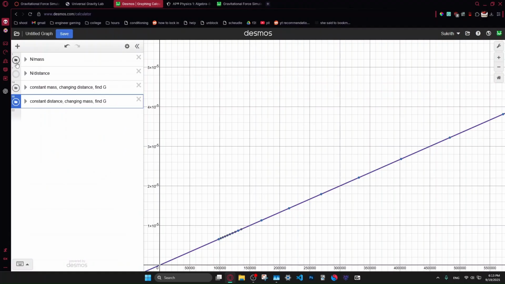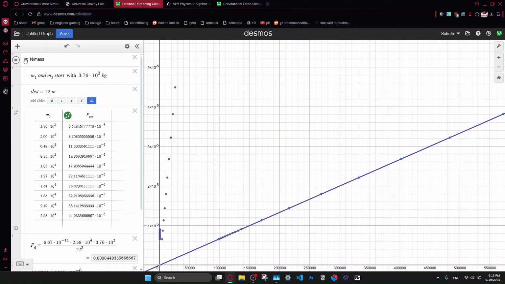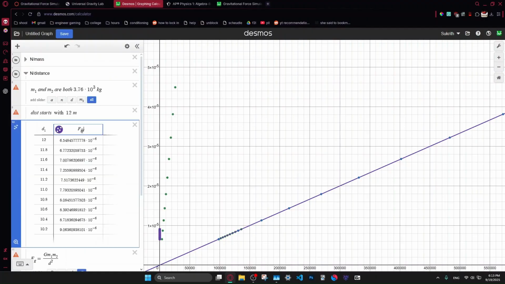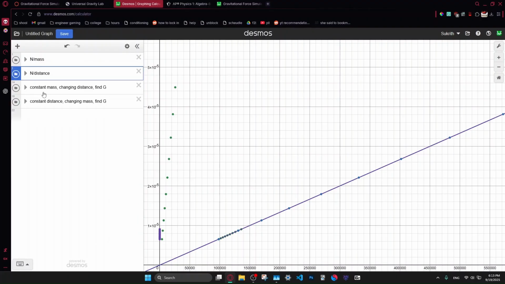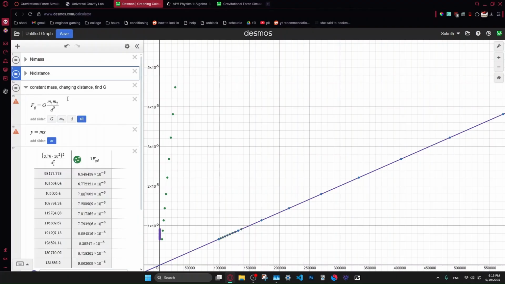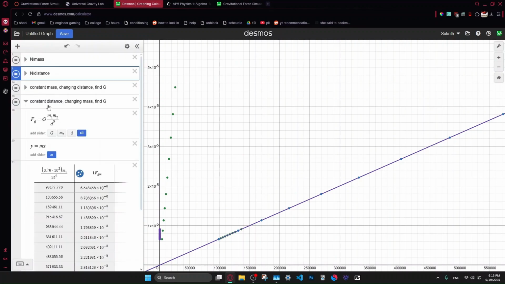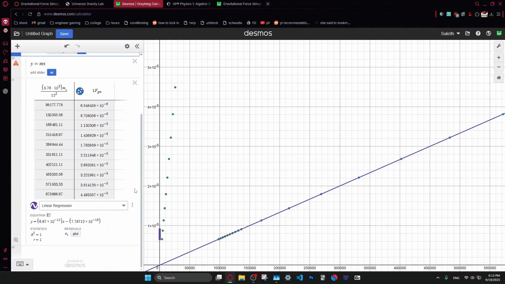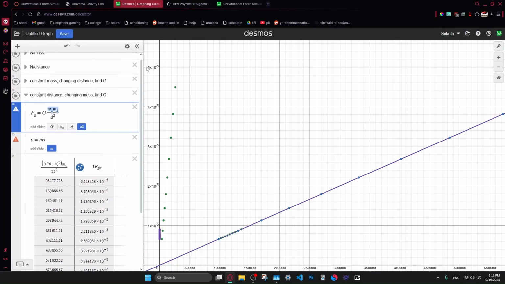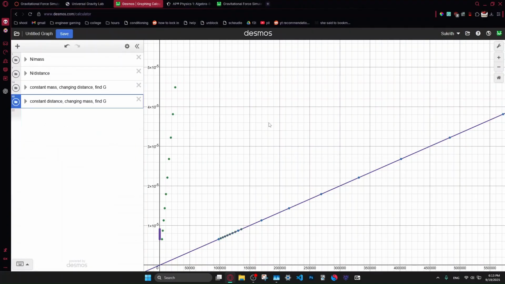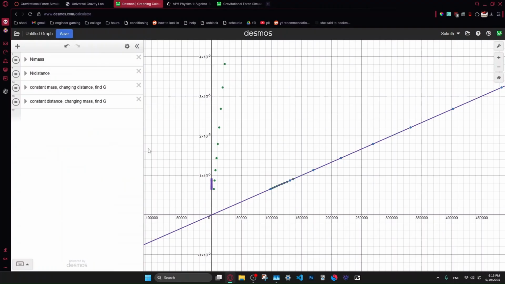Yeah, so in summary, we found our force with changing mass. We found our force by changing distance. Then we set one of them constant, we set mass constant, we compared the force to the changing distance, got the slope, did that. Then we kept the distance constant, we changed the mass, and we found the slope of that. It's the exact same thing. 6.67 times 10 to the negative 11. And that is how physics works.